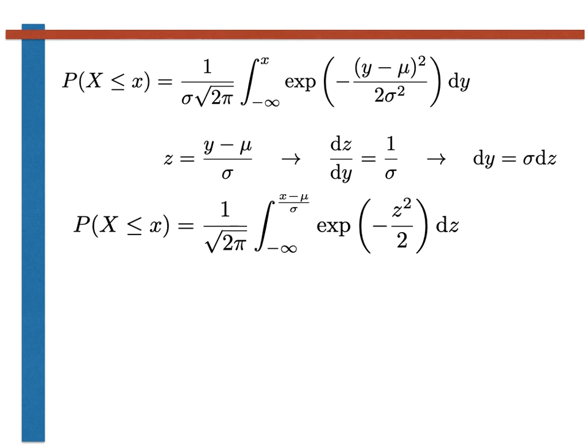We can thus use the expression that we arrived at on the previous slide and the symbol that we arrived at there, capital phi, to write this integral in terms of the cumulative probability distribution function for a standard normal random variable, i.e. the error function, capital phi.